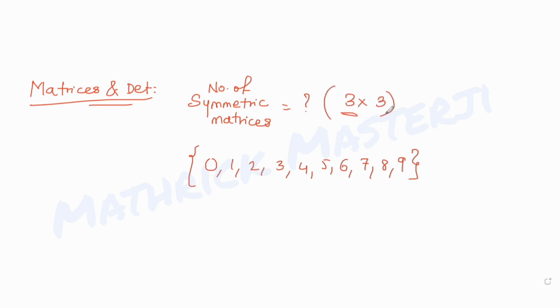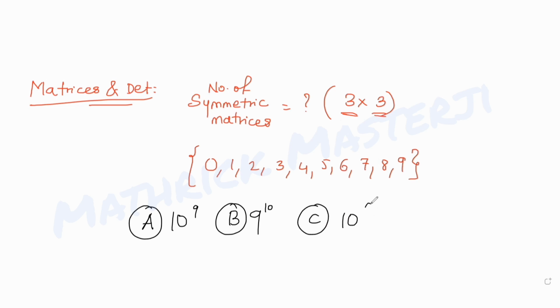So basically there should be 3 rows and 3 columns, and the answer choices given to us for the number of symmetric matrices are 10 raised to 9, 9 raised to 10, the third option is 10 raised to 6, and the last option is 6 raised to 10. So let's figure out what will be the correct answer for the number of symmetric matrices that we have to find out.